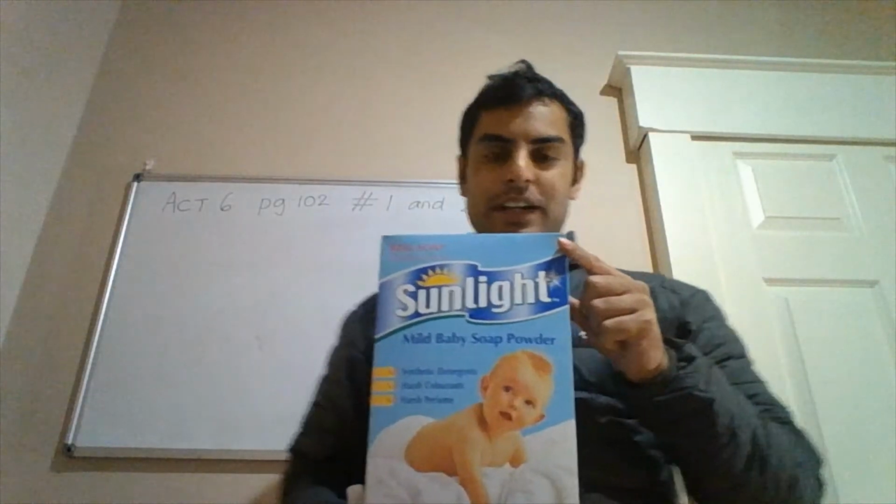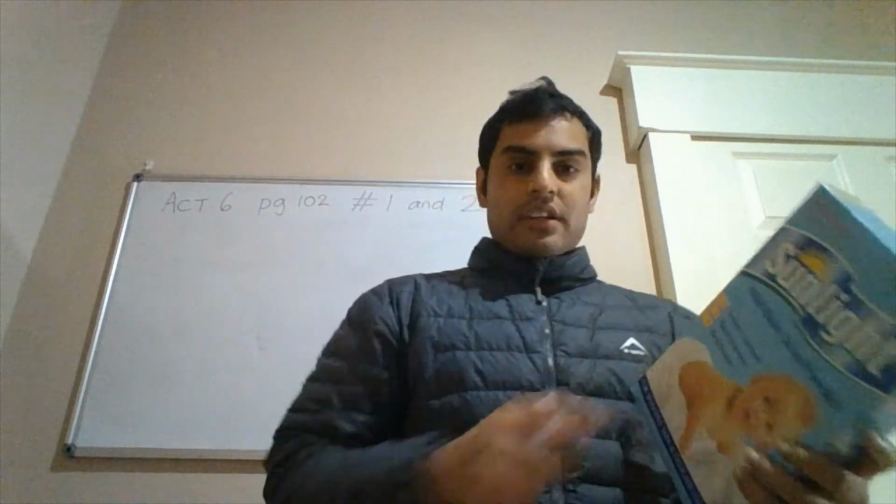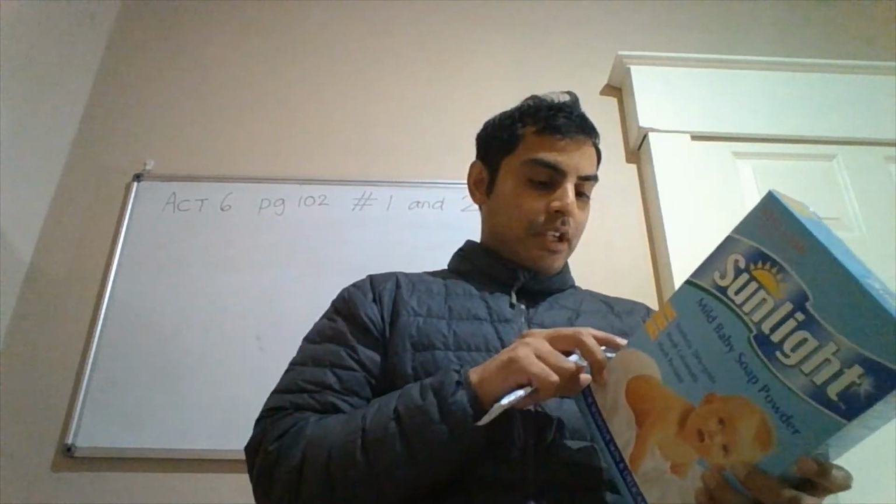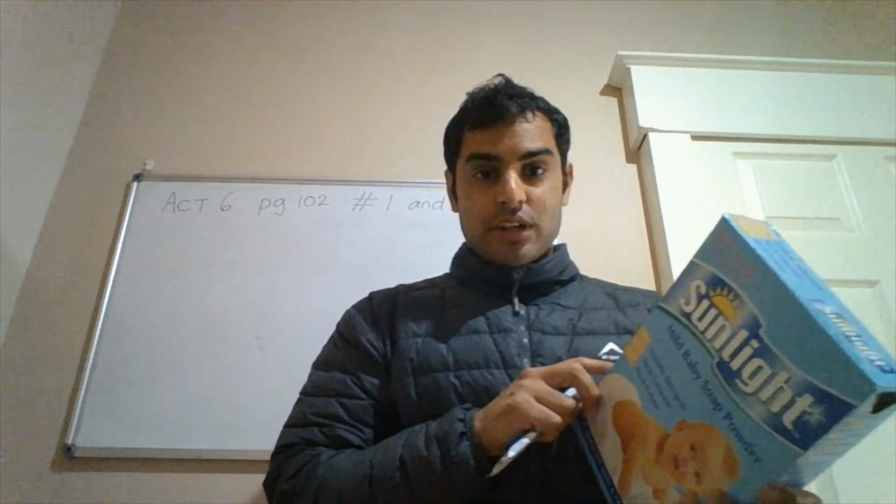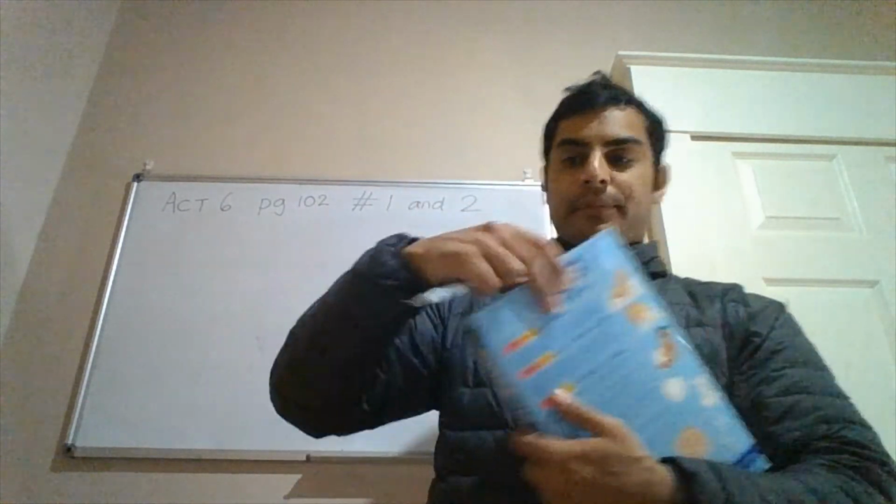This is some Sunlight baby powder, and the ingredients aren't listed fully. Okay, this is obviously to prevent people from copying the recipe and making their own Sunlight. But what it does say is that it contains 30 to 40% soap, and when I googled it, the active ingredient in the soap, the active base, was potassium hydroxide, KOH.